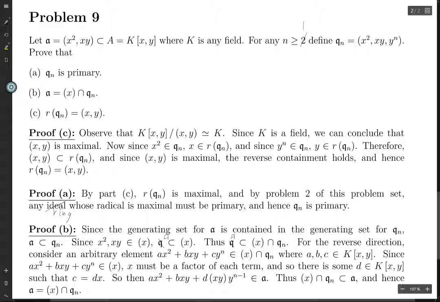So x squared is in the generating set for A, but these two, because both of these now have xy in them, are both generated by this element in A, and so therefore this sum is in the ideal generated by this generating set, i.e. this sum is in A. So therefore this intersection is contained in A, and hence we have equality, and that finishes up the proof.